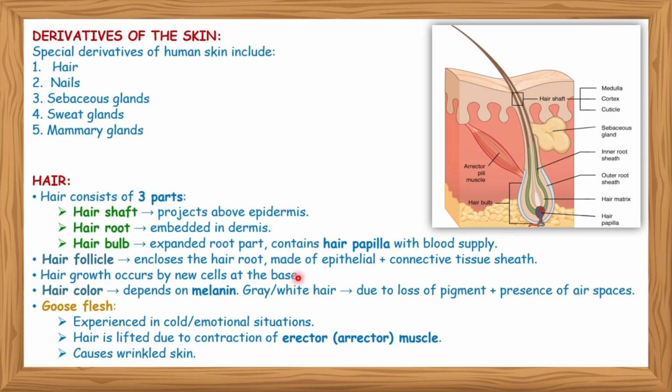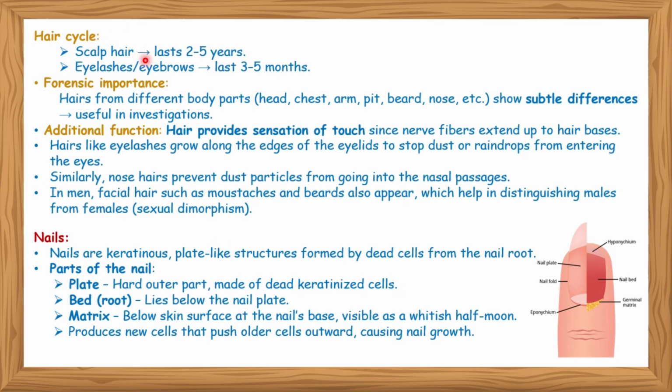Hair growth occurs by new cells at the base. Hair color depends on melanin; gray or white color is due to loss of pigment and presence of air spaces. Goose flesh is experienced in cold or emotional situations. Hair is lifted due to contraction of the erector pili muscle. It causes wrinkled skin. Hair cycle: scalp hair lasts for 2 to 5 years, and eyelashes or eyebrows last for 3 to 5 months.